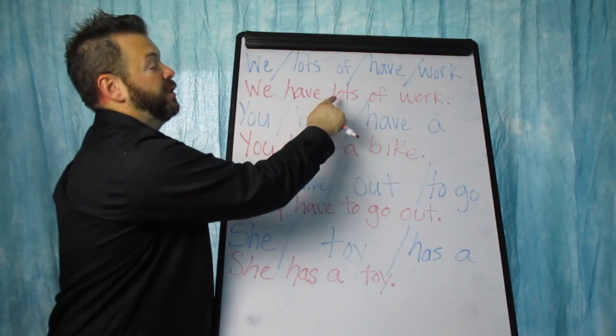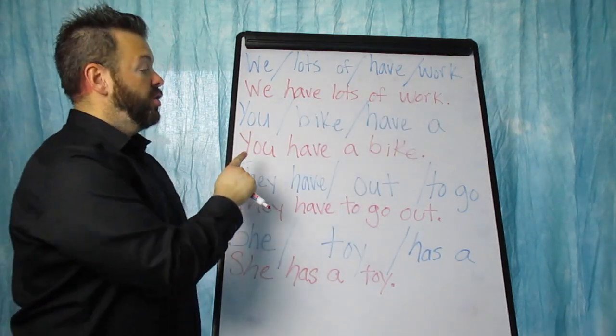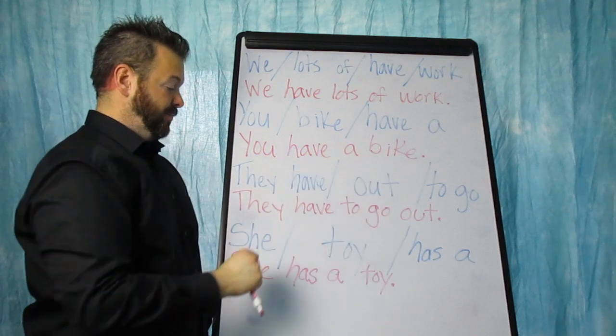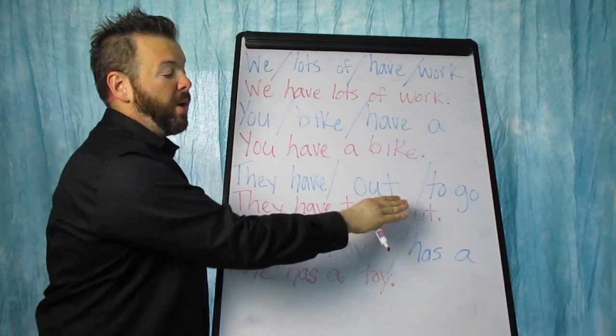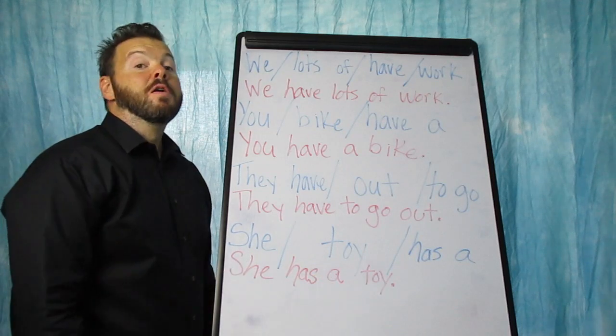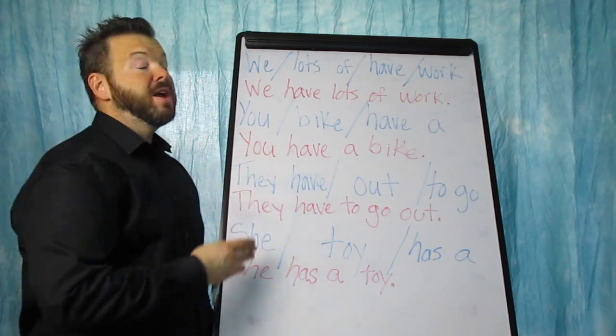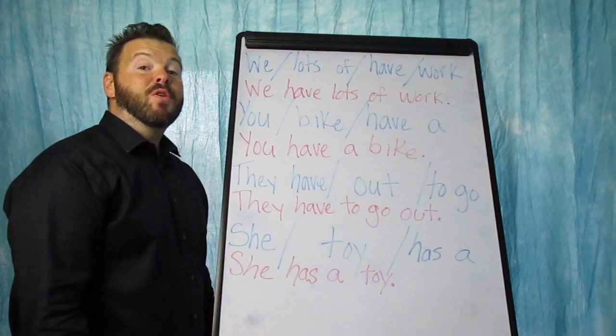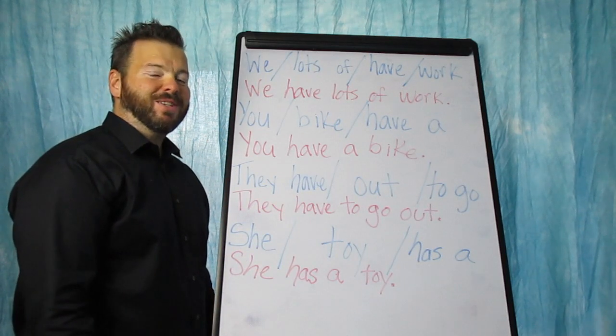Let me read everything for you one more time. We have lots of work. You have a bike. They have to go out. She has a toy. Pause the video, make corrections, and read it to yourself, and see you in a moment.